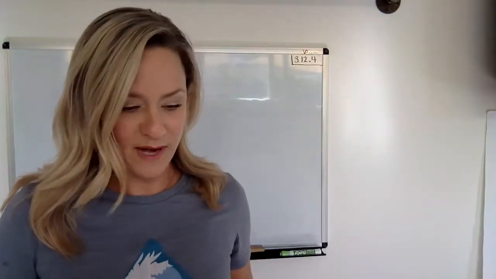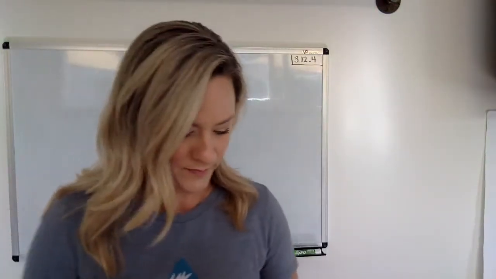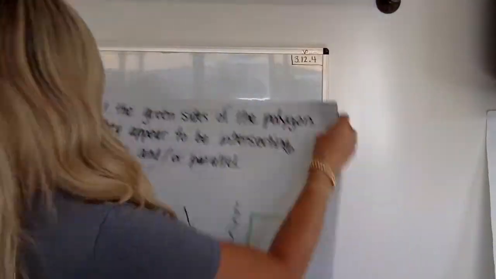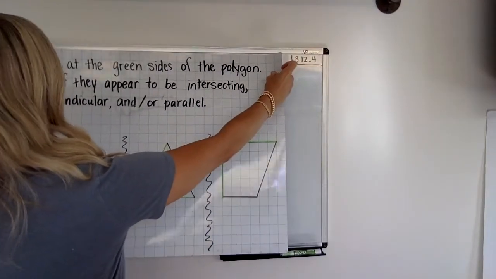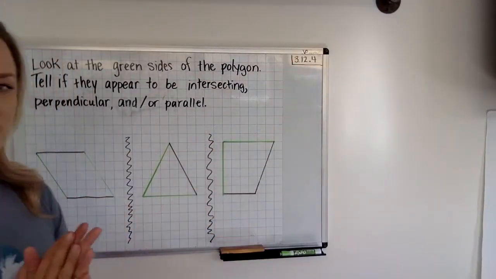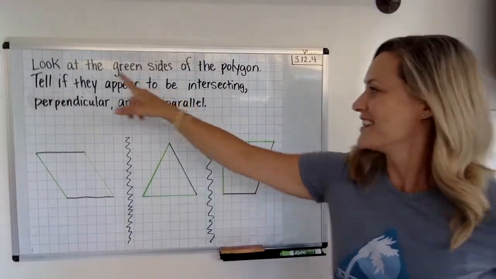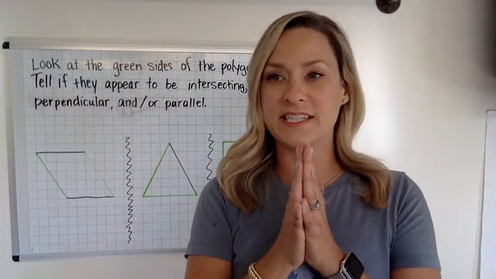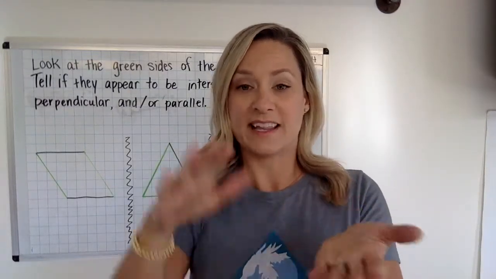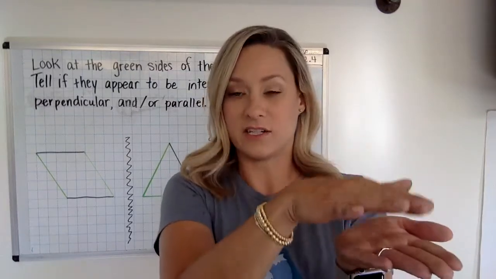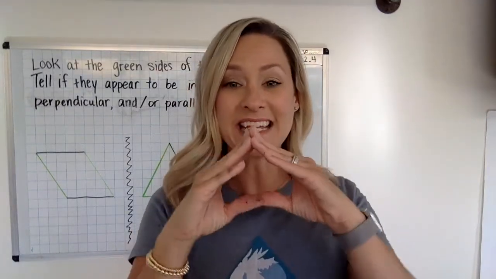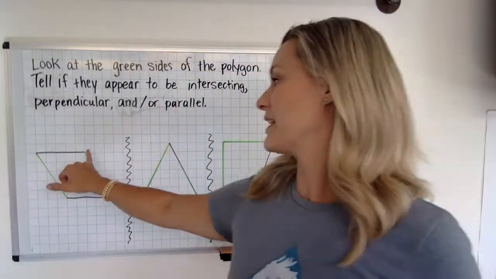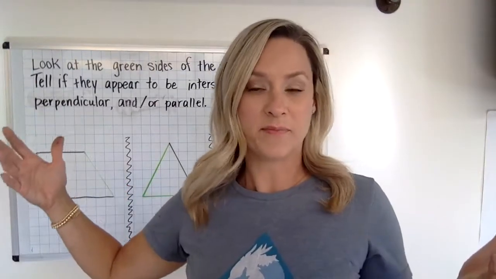All right, guys, are you ready? We're going to do a little bit more. So here we go. I've got this question for you up next. Okay, so go over here. Look at the green sides of the polygon. All right, remember, polygon means it's a closed figure that's flat. So it's not 3D, it's closed, it's flat, and it has at least 3 line segments. It could have more than 3 line segments. Okay, and a line segment is just like this, a line with a beginning and an end.